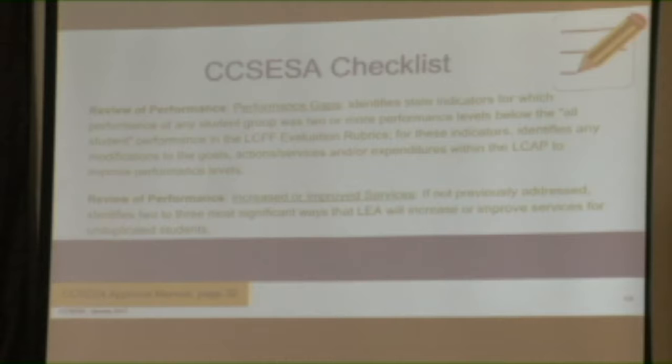And then, of course, in performance gaps, they're looking for gaps between student groups, 2 or more performance levels, in the rubrics, and identify any modification to the goals or actions within the LCAP to improve those levels. And then the increased or improved services box. If there's something they've not previously addressed in any of the other boxes, they're going to want to identify those and significant ways in which the LEA is increasing or improving services for the unduplicated students.